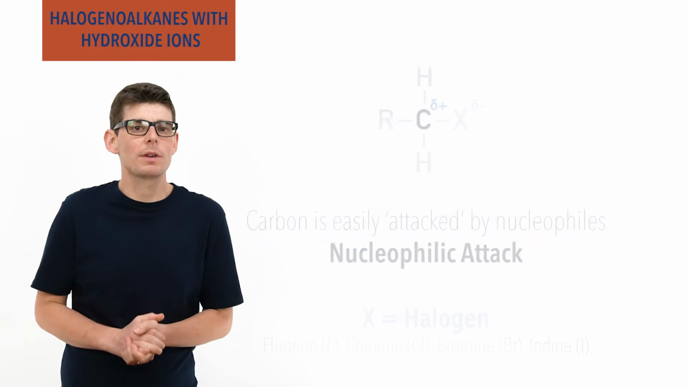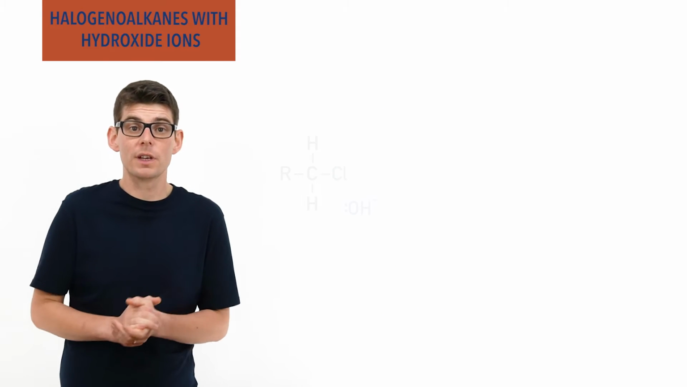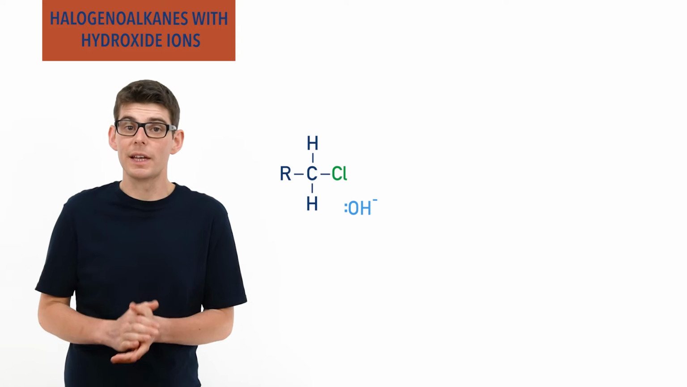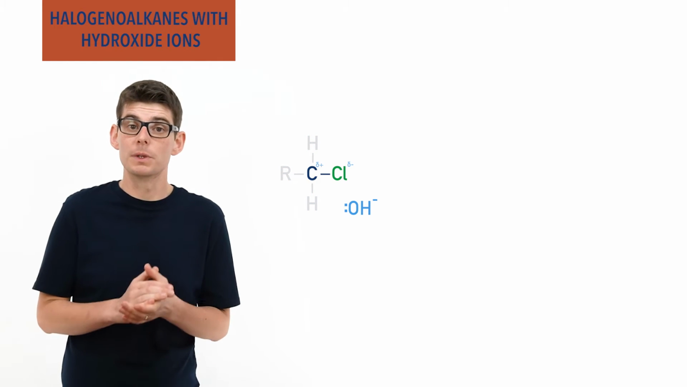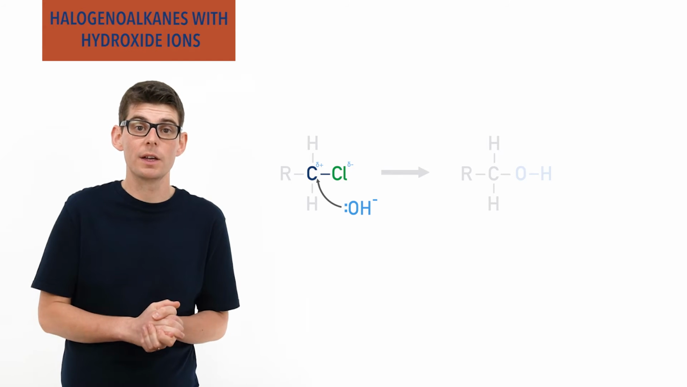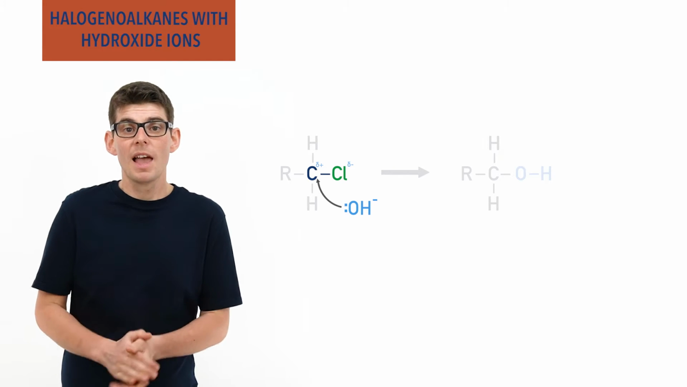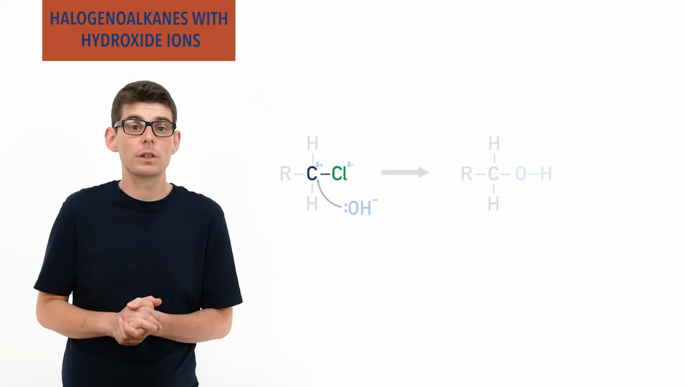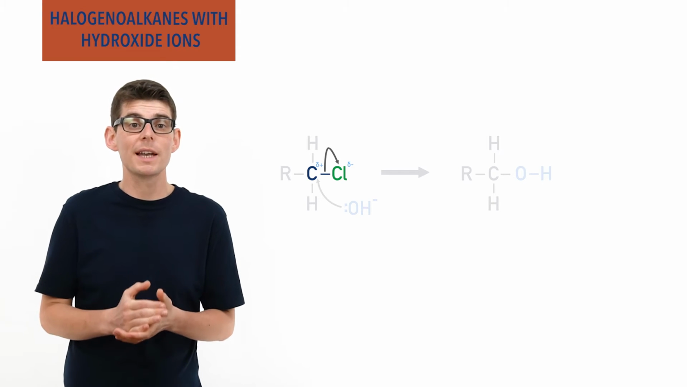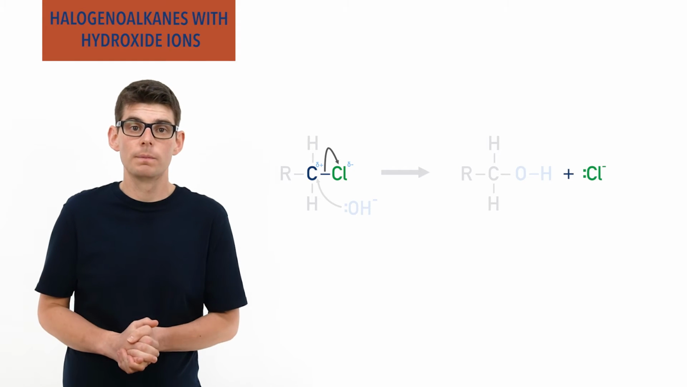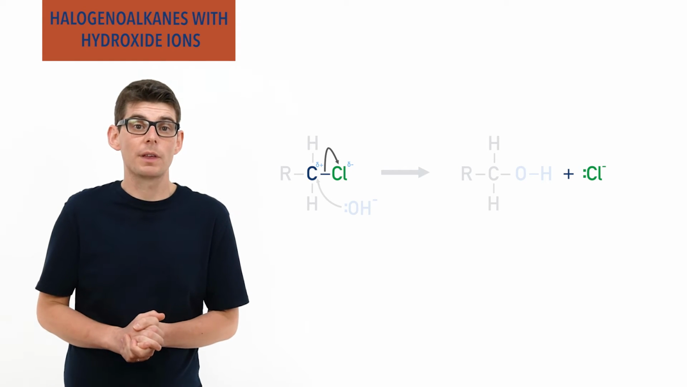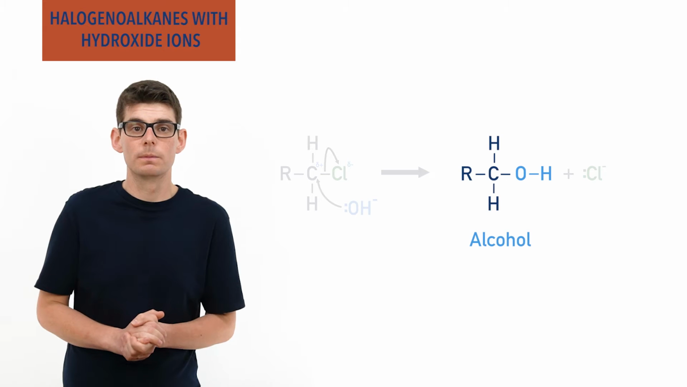When a halogenoalkane is mixed with aqueous hydroxide ions, the hydroxide ions get attracted to this partially positive carbon and a bond is formed between the oxygen in the hydroxide ion and the carbon. At the same time, the carbon-halogen bond will break with the bonding electron pair going to the halogen, forming a halide ion. The original halogenoalkane has become an alcohol.